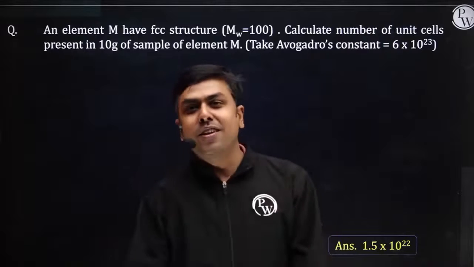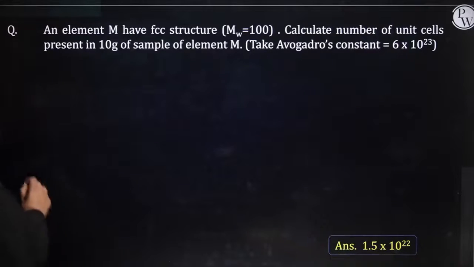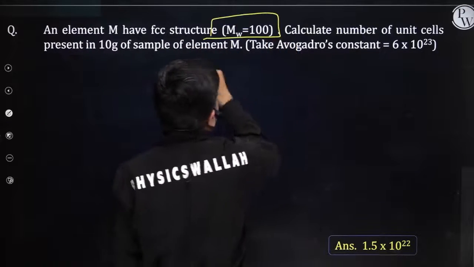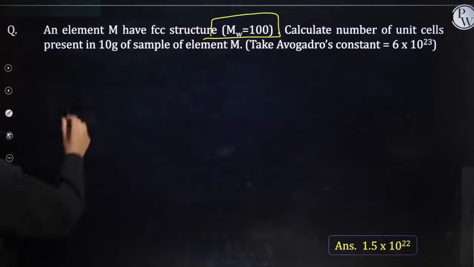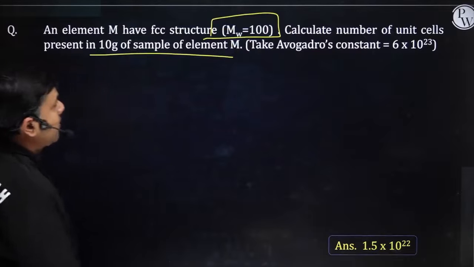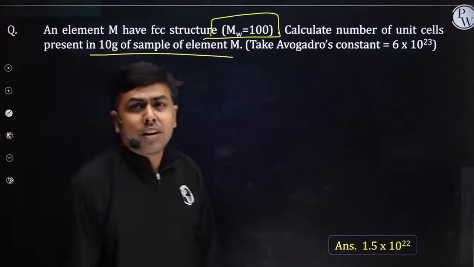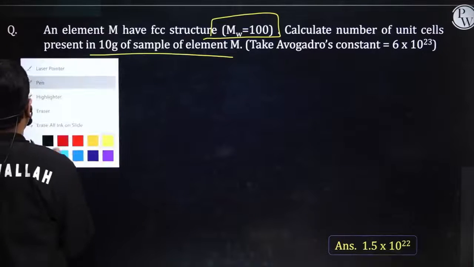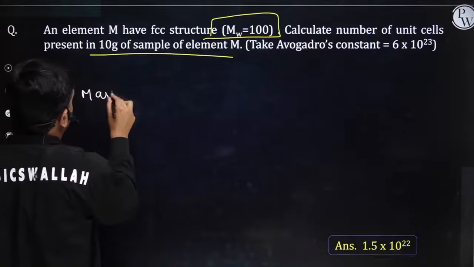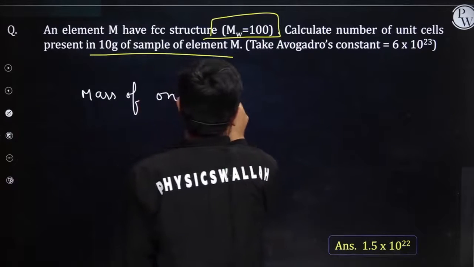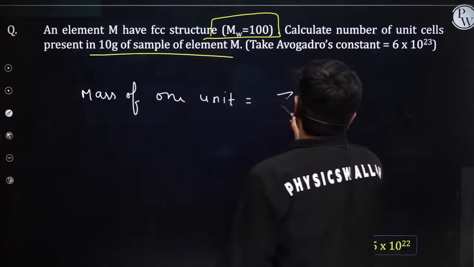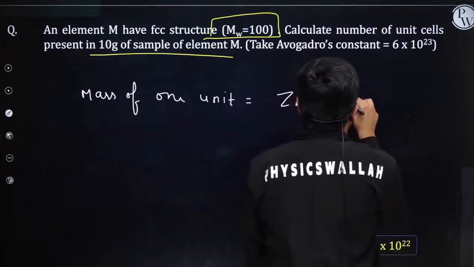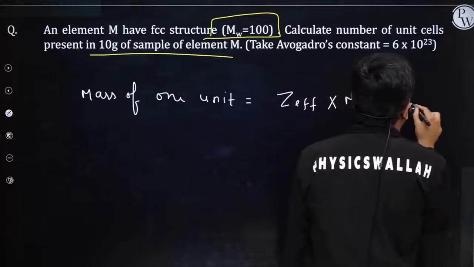Students, moving to the next question which we have on the screen, and the question says, an element has FCC structure. The molecular weight of this element is 100. Calculate the number of unit cells present in 10 gram of the sample of element M. Okay. We have to calculate how many unit cells are there. Let's calculate the mass of one unit cell. How do we calculate? It's nothing but Z effective, the number of atoms present in the unit cell, into the mass of one atom.